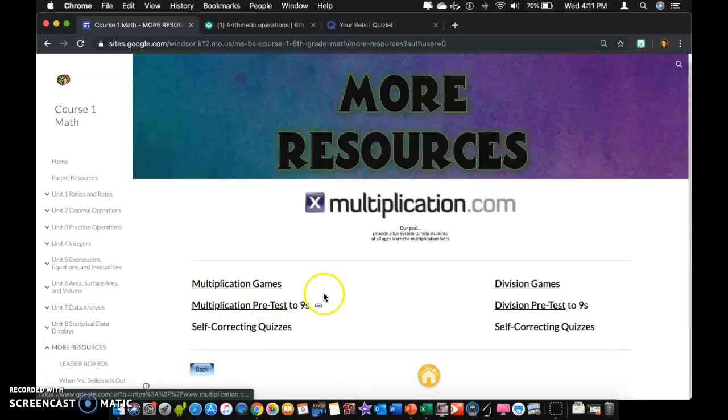A couple of things I have on here. I noticed while I was teaching that some of the kids needed more help with basic math facts, so your multiplication and your division facts.